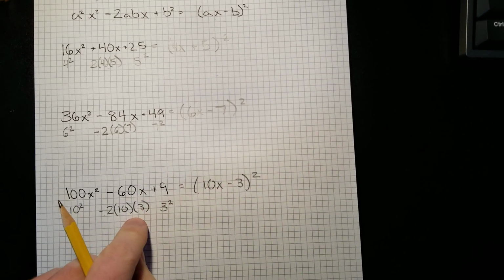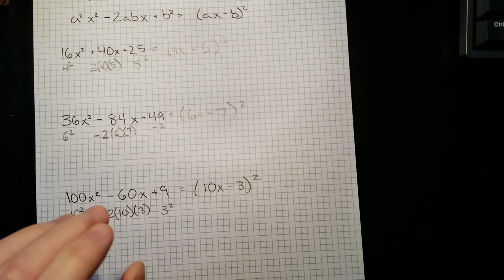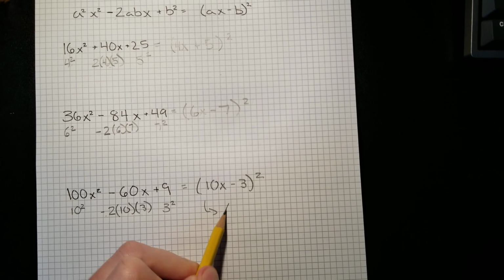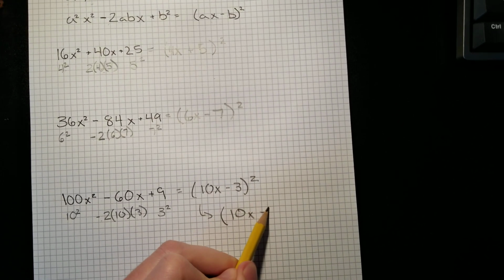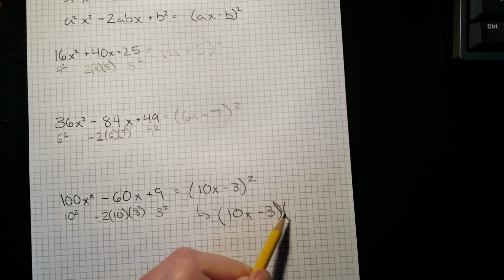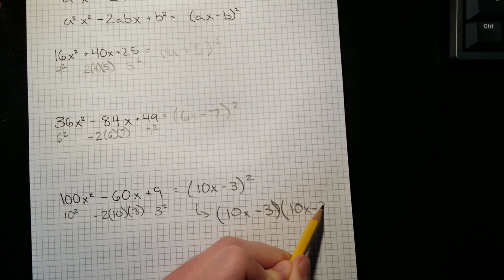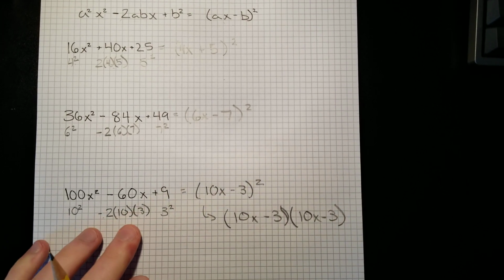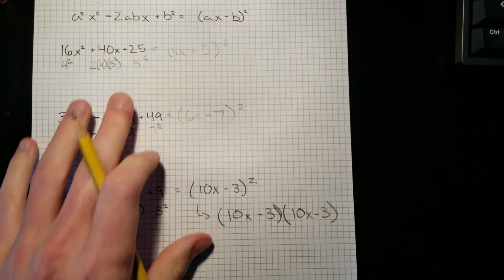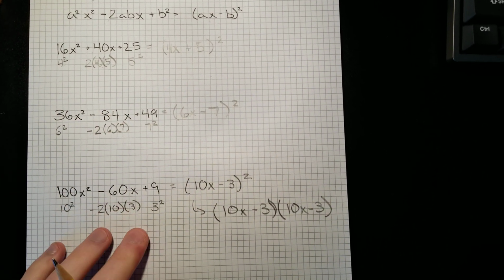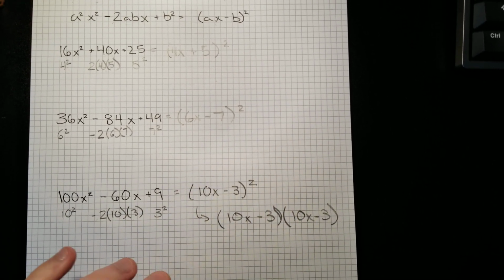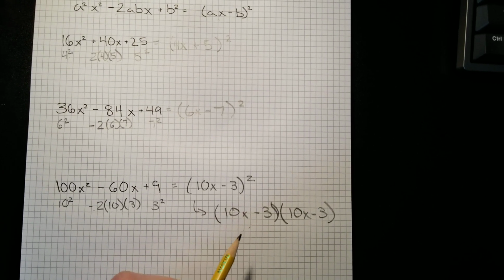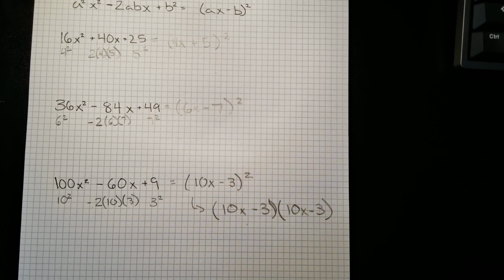If you don't get how this works, that's fine. You can factor these normally. This would be the same as 10x minus 3 times 10x minus 3. So if you factor normally, you're going to get that answer. So you don't need to use this trick, but obviously for these, I was able to do them very quickly if I know the trick. If you don't know the trick, it's going to be a little bit longer, and that's fine. You can use the box method. You can use grouping to get this, but there's a faster way to do it.